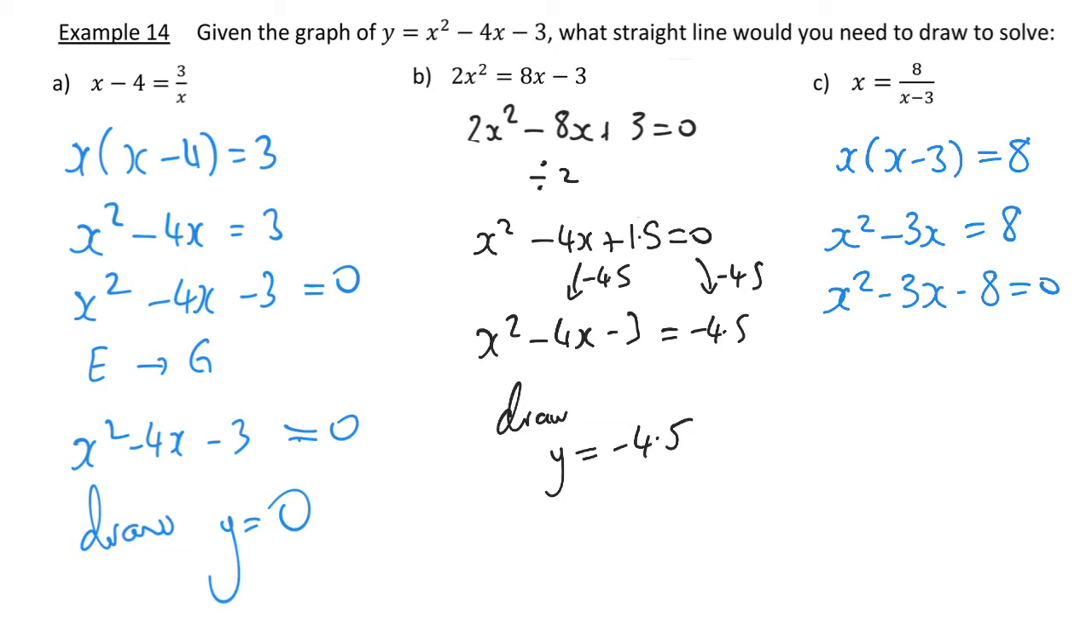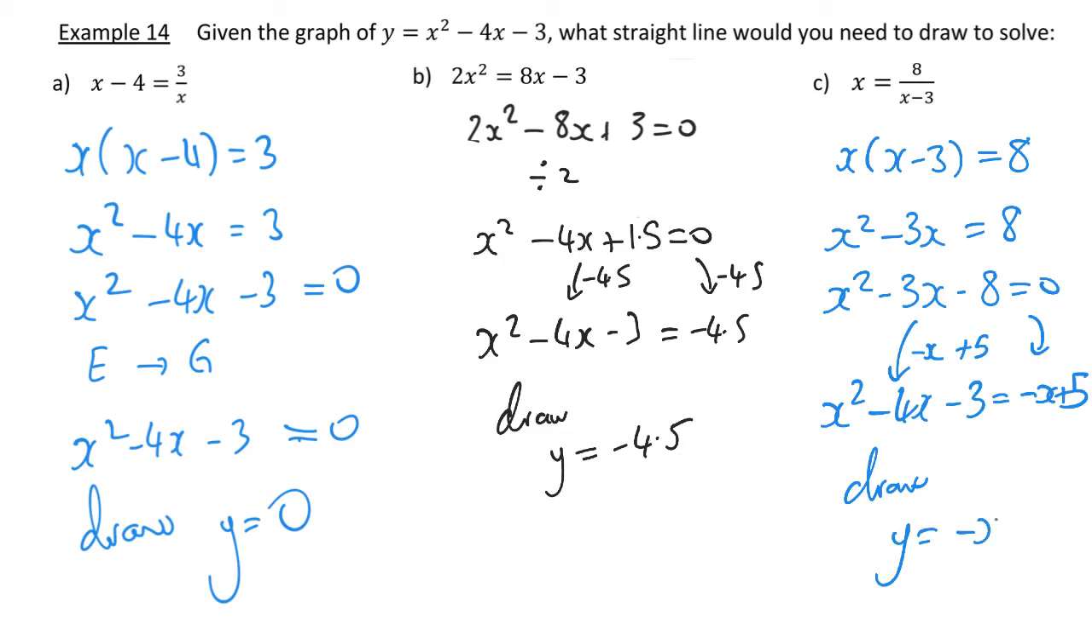We need to get from the equation to the graph. So the graph is x squared minus 4x minus 3. To get from minus 3x to minus 4x, we need to take away an x. From minus 8 to minus 3, add on 5. If we do that to the left, we have to do it to the right as well. And we get minus x plus 5. So we draw y equals minus x plus 5, or y equals 5 minus x.